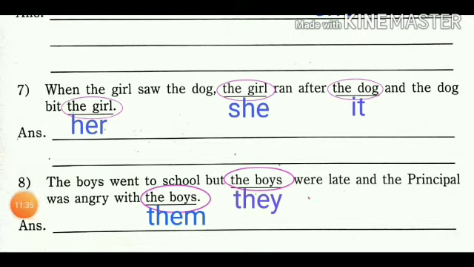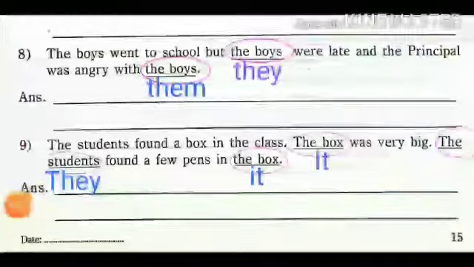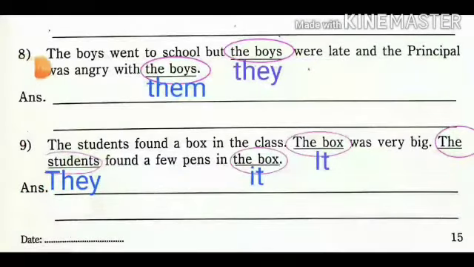Eighth number and next one: the boys went to school, but instead of the boys, we are using they: they were late and the principal was angry with them. So there is the boys, and there is also the boys, but here is they and there is them. As per the situation and the sentence, we are using the plural pronouns they and them.